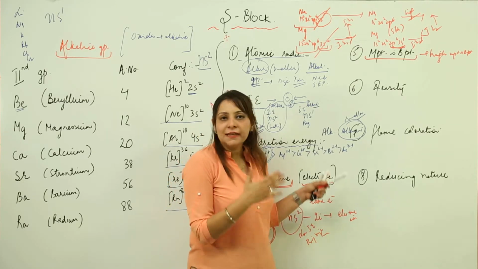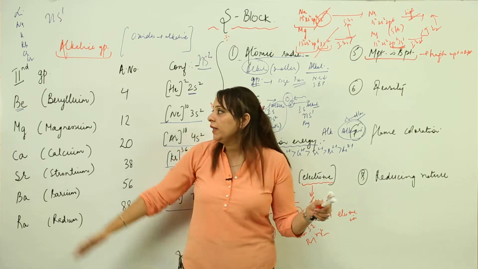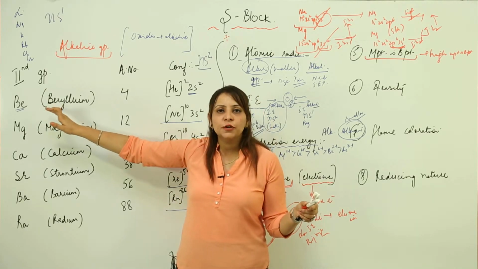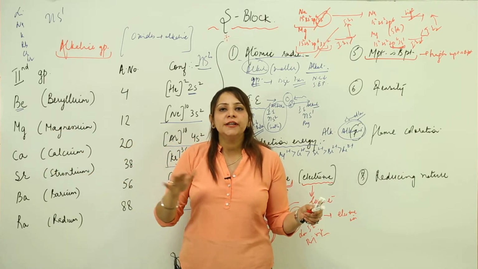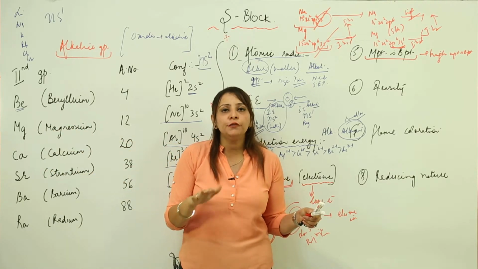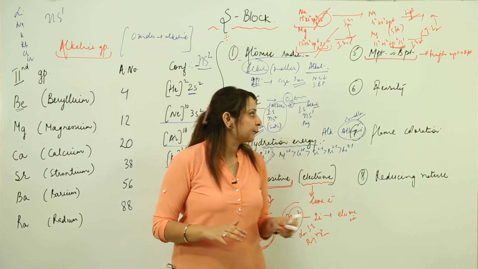But still it possesses a high melting point. That means the one on top is going to have the highest melting and boiling point. But as we move down, melting and boiling point gradually decrease. However, the trend is not uniform, but still it is decreasing.